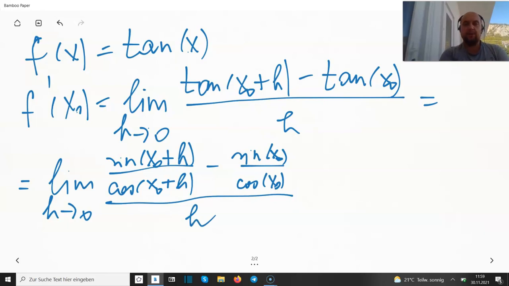And well, now we just bring it to the same denominator in the upper part, in the numerator. So we're just basically multiplying times 1.